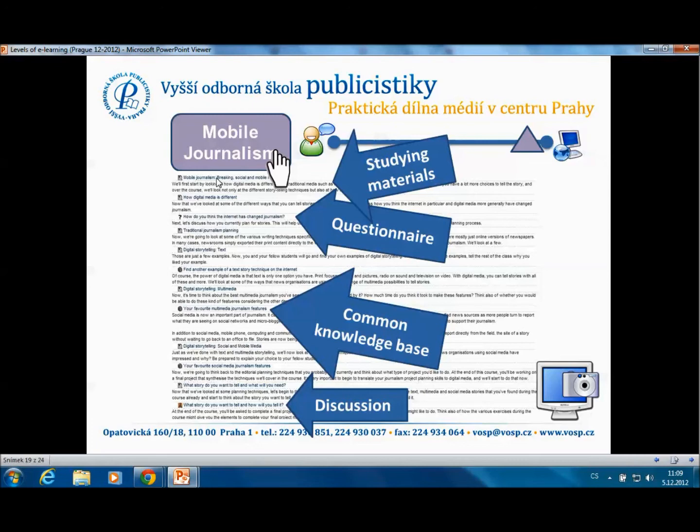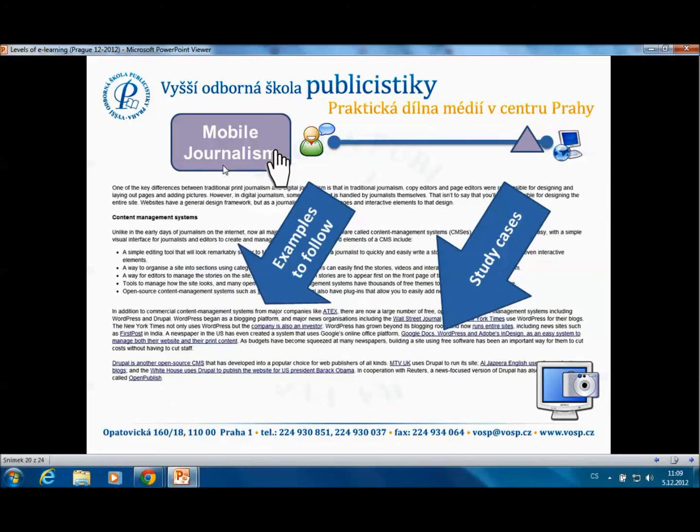But it's another separate page which students read from top to bottom without being distracted by anything else. And here is an example. That's what it looks like. That's a page that informs them about content management systems and how to use them in mobile journalism. There are examples to follow, and there are study cases that they can click on and follow, which are, of course, somewhere on the internet, publicly accessible pages of professional media, like BBC, CNN, etc.